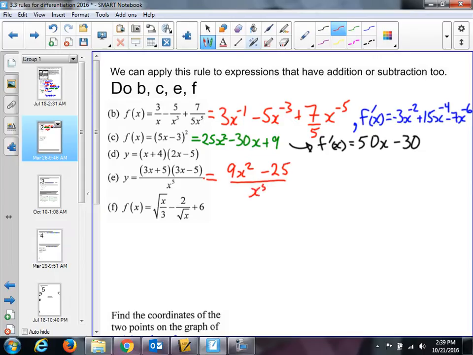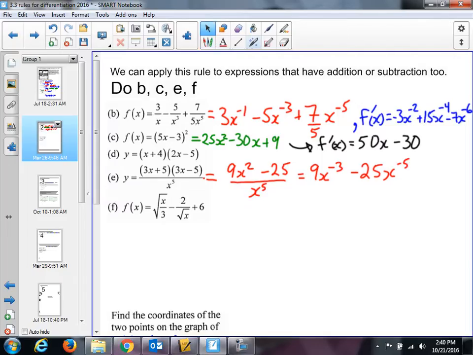Over x to the 5th. Now, distribute your division in the sense, right? So it's x squared divided by x to the 5 using subtraction. 9x to the minus 3, and minus 25, x to the negative 5. So you see why in the first chapter I want you guys familiar with negative exponents and stuff like this? It comes up. Now I can do some calculus.